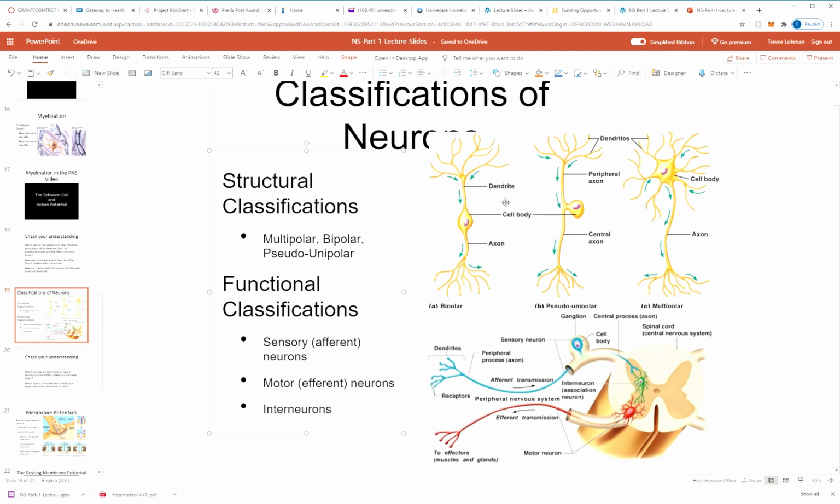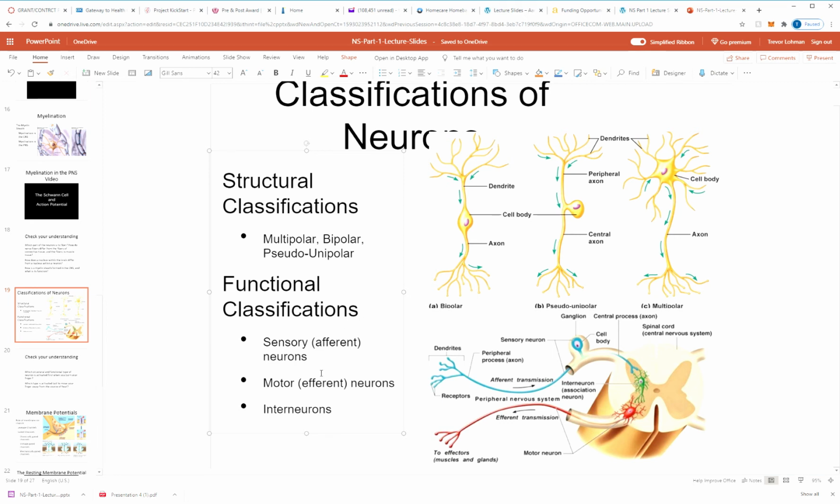Bipolar neurons are fairly rare. They're found in your retina, for example. Pseudo-unipolar neurons are quite common. This is kind of the standard first order sensory neuron, a neuron that brings information in from your periphery into the spinal cord. Multipolar neurons are kind of the standard motor neuron. They take electrical impulses from your spinal cord out to your muscles. So, just 3 examples, 3 structural classifications.